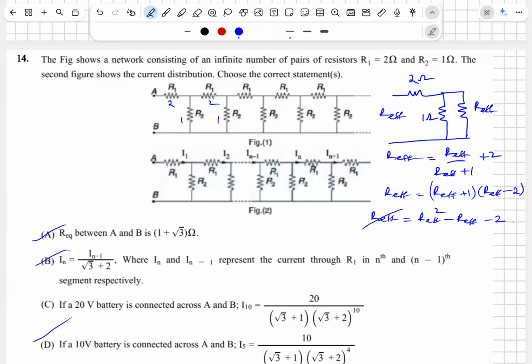One minute. So finally, R effective square minus 2R effective minus 2 is equal to 0. So R effective is 2 plus or minus root of b square, 4 plus 8, by 2. This is 1 plus root 3.